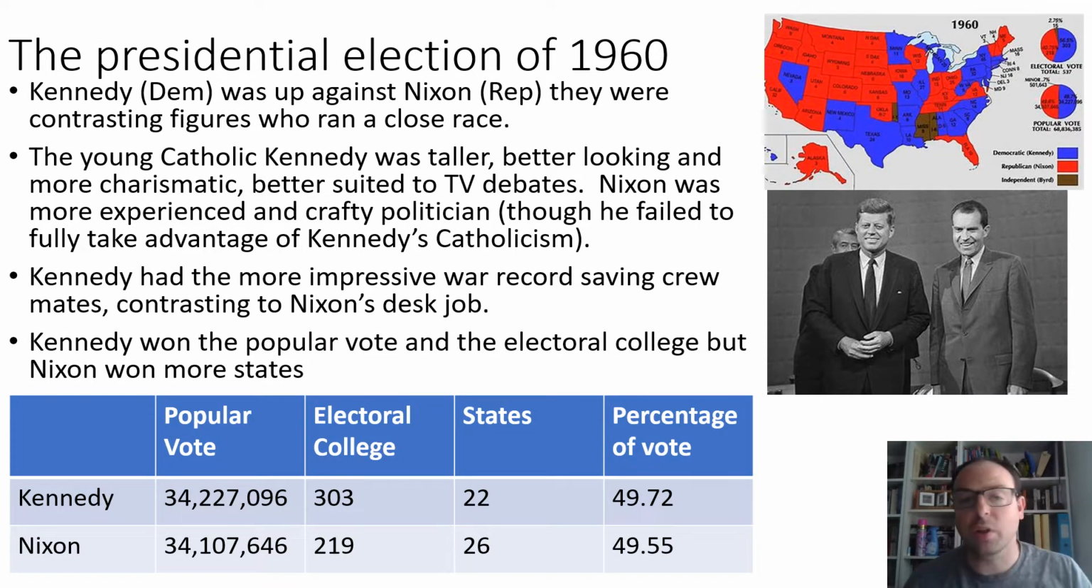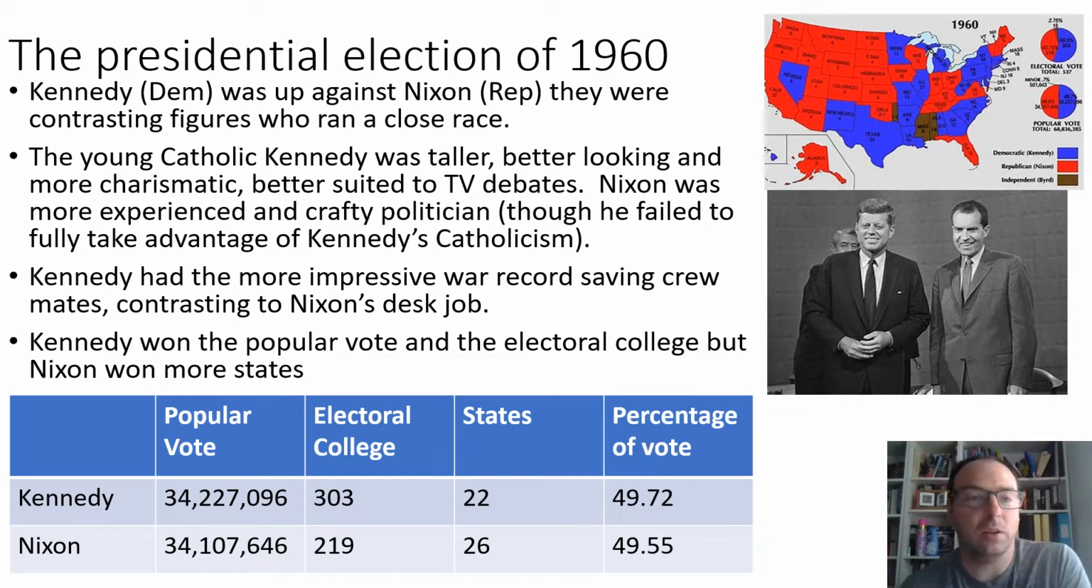To start off with, we're going to look at the 1960 election. And we've got Kennedy, the Democrat candidate, who was running against Nixon. Now, things were slightly complicated by the running of Byrd, who was essentially an alternative Democrat in the South. They were very, very contrasting figures. They ran a very, very close race.